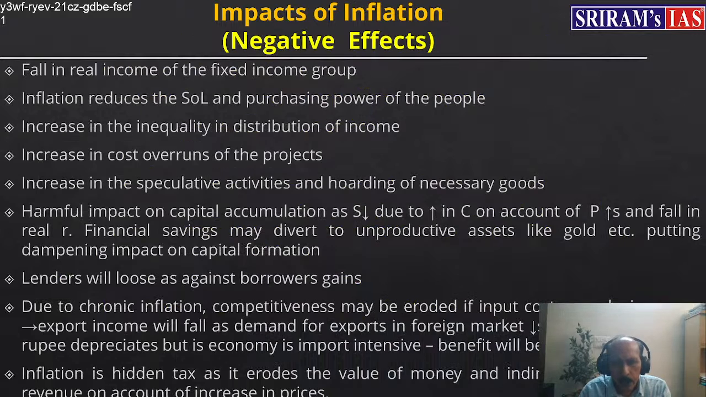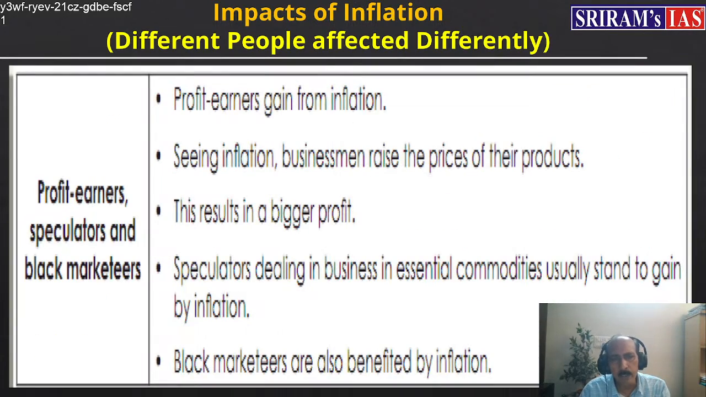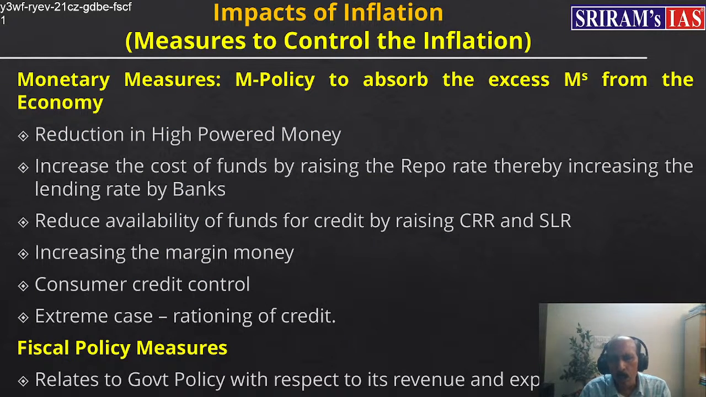The lenders lose more against the borrowers, because when you lend the money and when you get the money returned back to you, the value of money has changed if we are passing through inflation, and therefore the lender loses and the borrower gains. These are certain negative impacts of inflation in the economy. Since inflation has more negative effects, it is necessary to control it. We cannot allow inflation to rise, and therefore we have various policies at our disposal to control inflation.